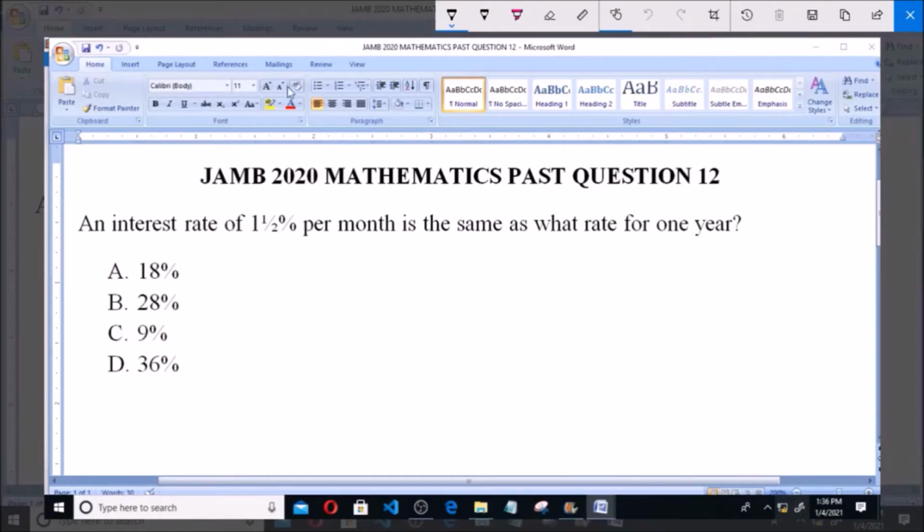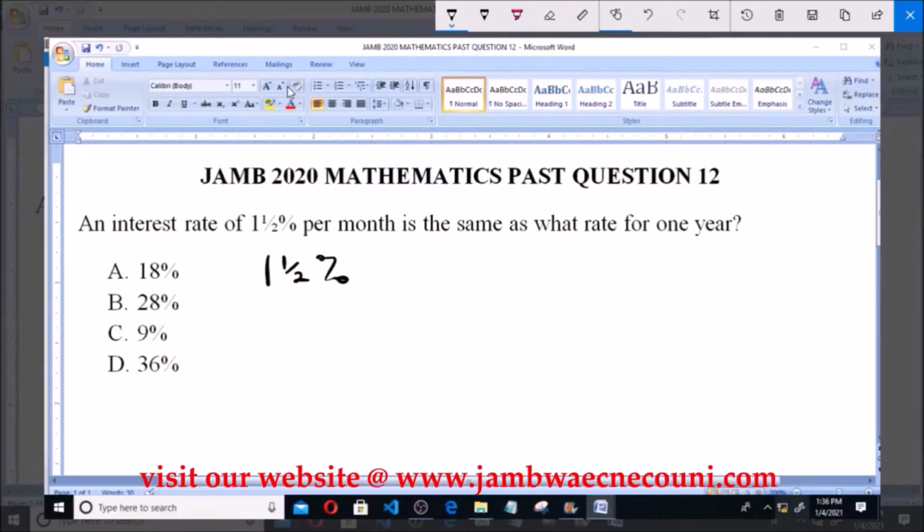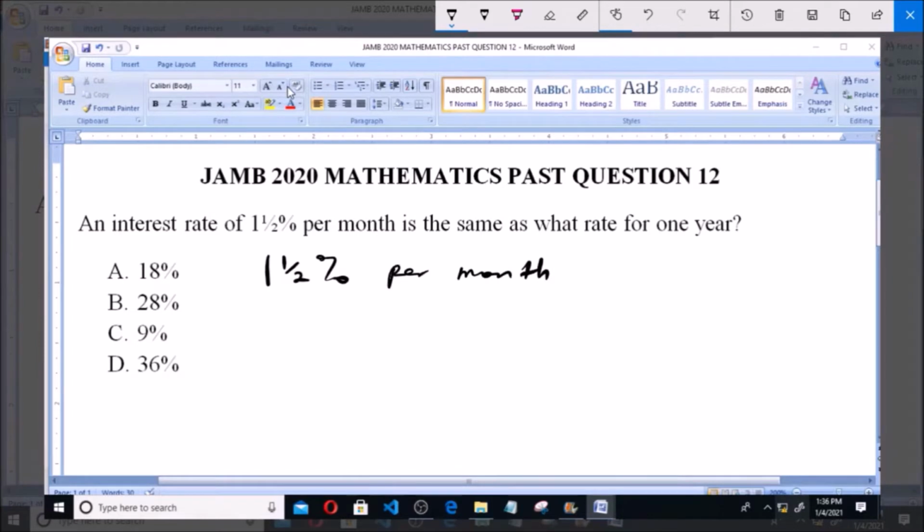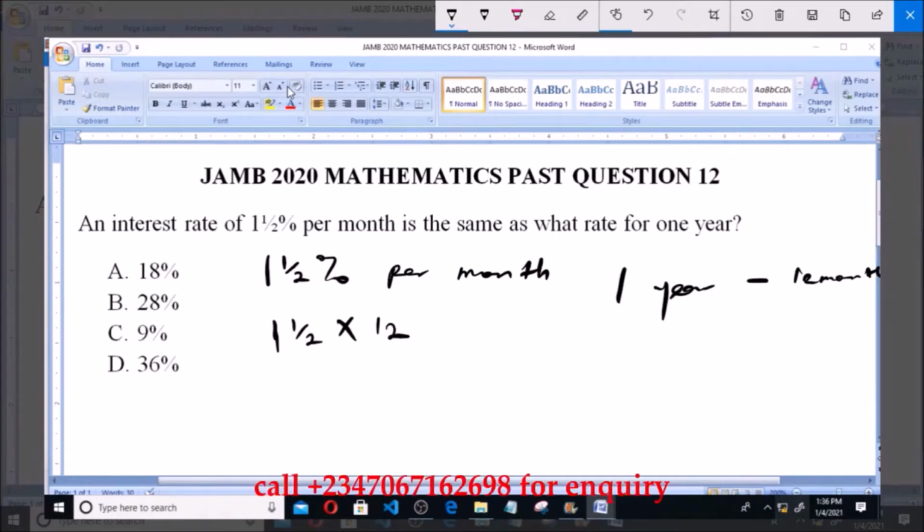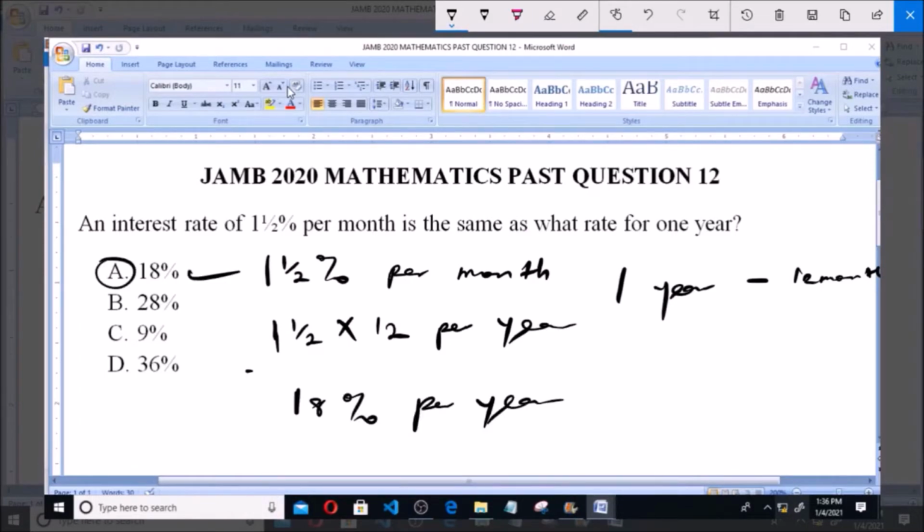Now, we have an interest rate of 1.5% per month. Now we are asked to find the same rate for 1 year. Now in 1 year, there are 12 months. So per year, it will be 1.5% multiplied by the number of months in a year, which is 12, and then 1.5 multiplied by 12 will give us 18% per year. And the answer to this question is option A, 18%.